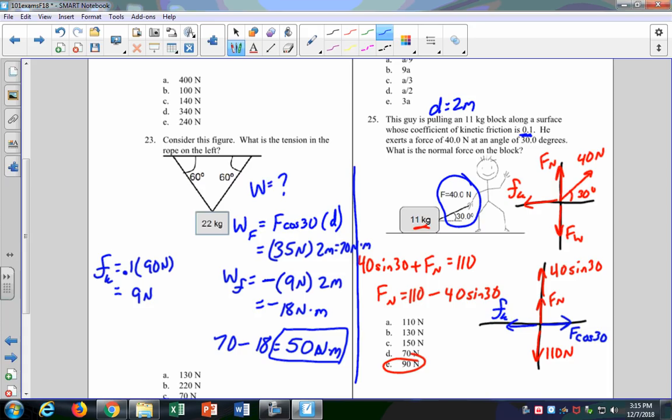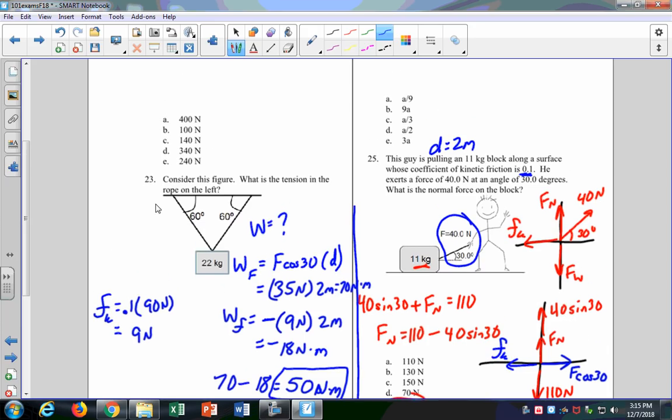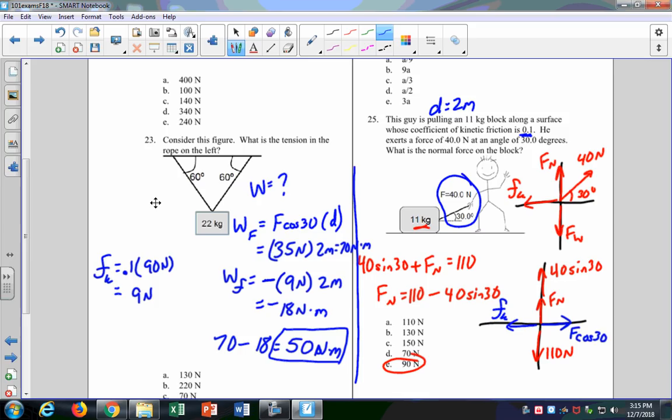William? So that's exam 2. This is exam 2, right? All from this semester. What was done for the work by friction? What was done for the work by friction? Yeah.